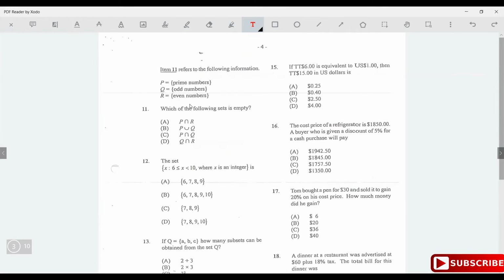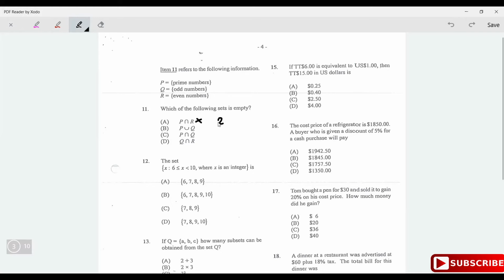All right, so we're at question 11. It says, which of the following would be an empty set? And they give us P is for prime number, Q is for odd number, R is for even number. Which of the following is empty? So we have prime numbers intersect even numbers. Well, I know that 2 is an even number and it's a prime number. So this one is out, because 2 is an even number and 2 is a prime number.